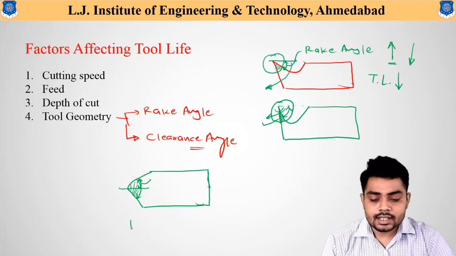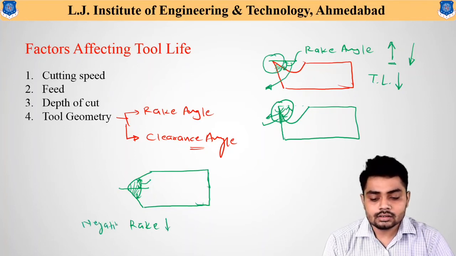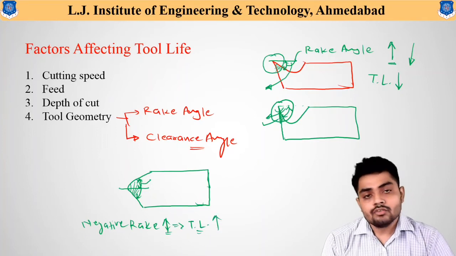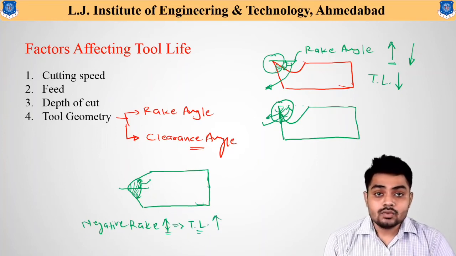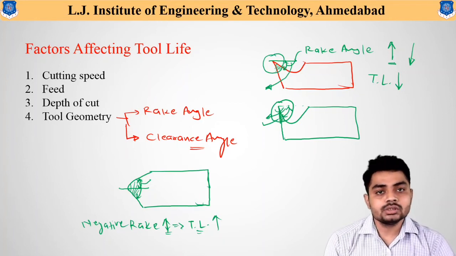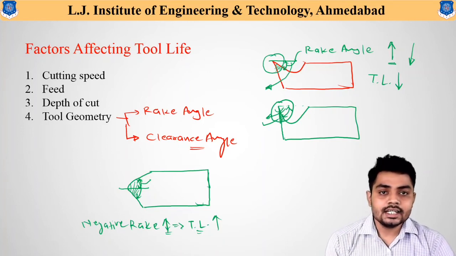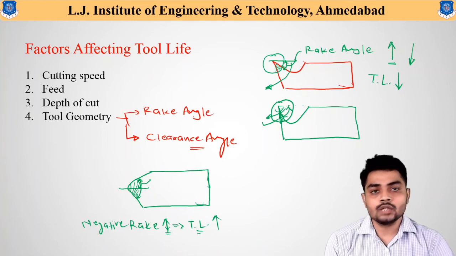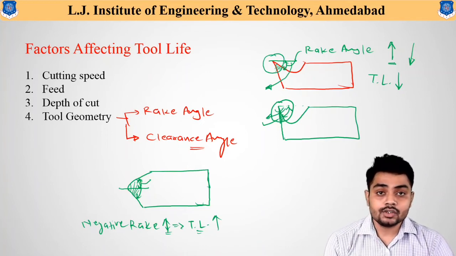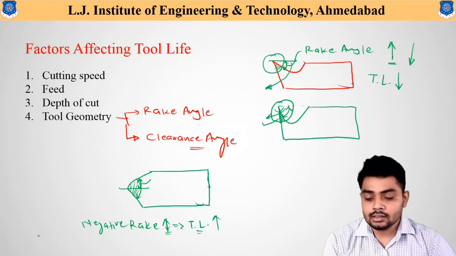In other words, if the rake angle decreases, that means if negative rake angle is provided and increased, the tool life will also increase. If we summarize for rake angle, an increment in positive rake angle results in a decrement of tool life, and an increase in negative rake angle results in an increase in tool life of the material. So this is the effect of rake angle on the tool life.